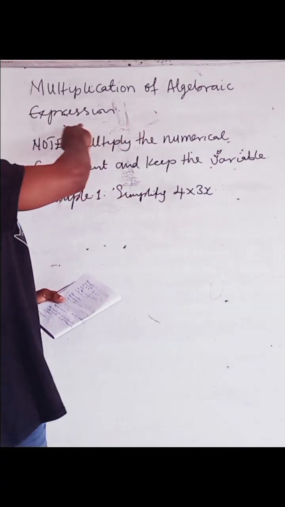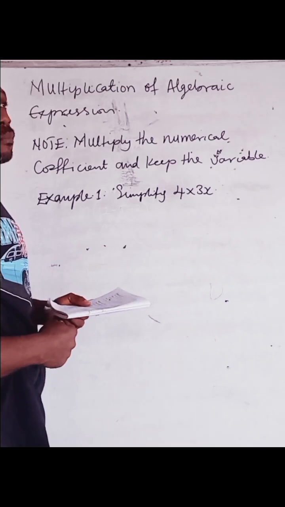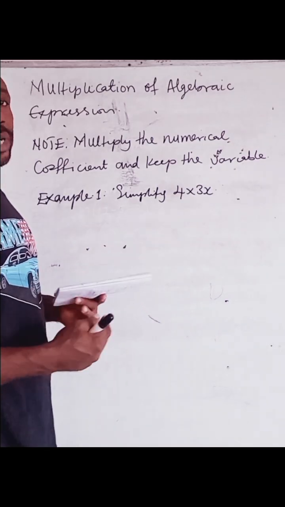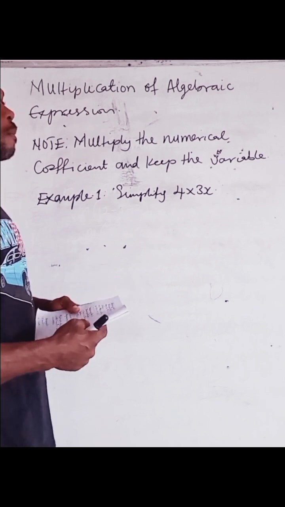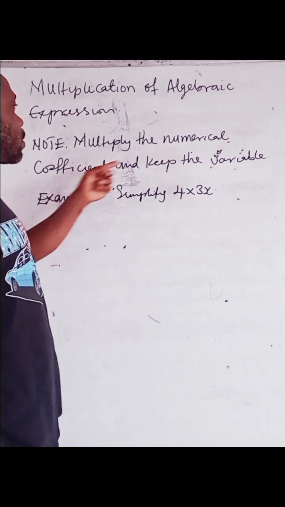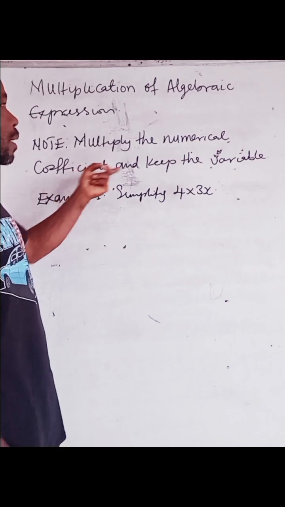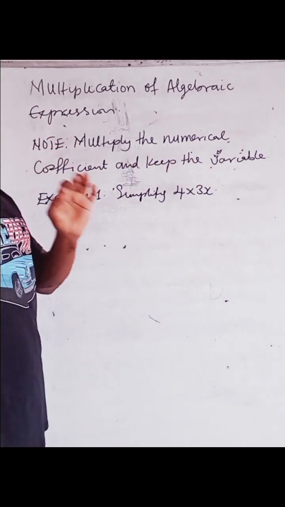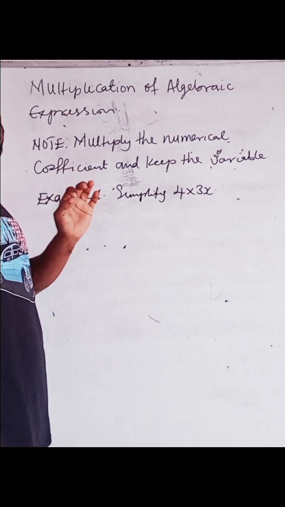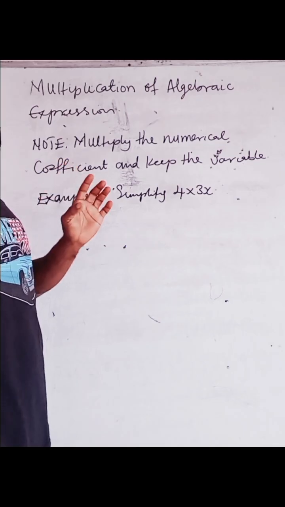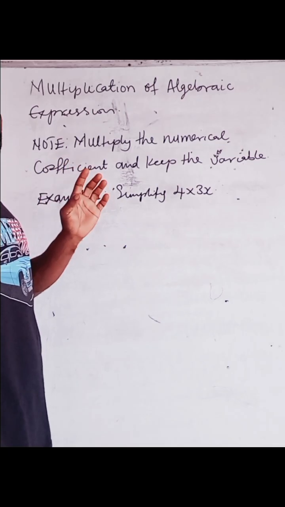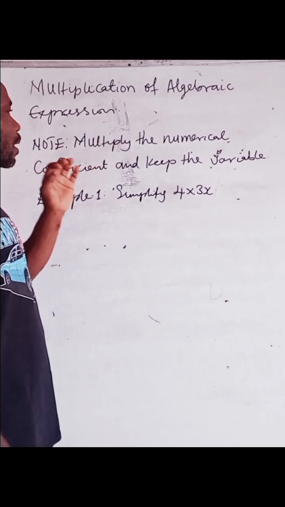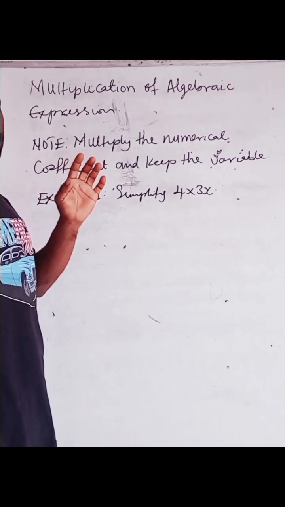Multiplication of algebraic expressions. When we are multiplying algebraic expressions, we multiply the numerical coefficient and keep the variable. So this is a rule that you must observe when you are performing multiplication operation on an algebraic expression. You multiply the numerical coefficient and then you keep the variable.